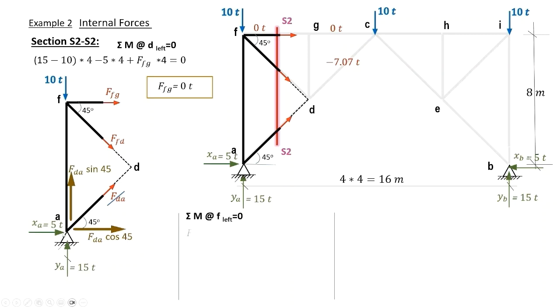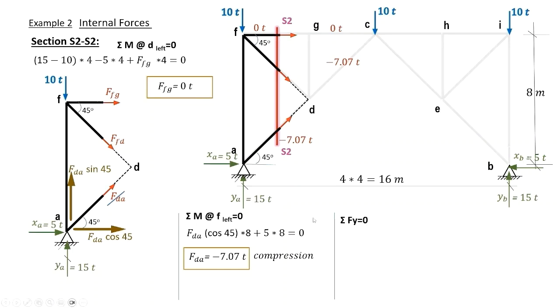XA will be considered, and our equation is FDA cosine 45 multiplied by the arm AF equal to 8 meters, XA 5 tons rotating in the same sense about F as the force DA, and multiplied by the arm 8 meters. This gives FDA equals minus 7.07 tons, and therefore is a compression force and is plotted on our diagram here.